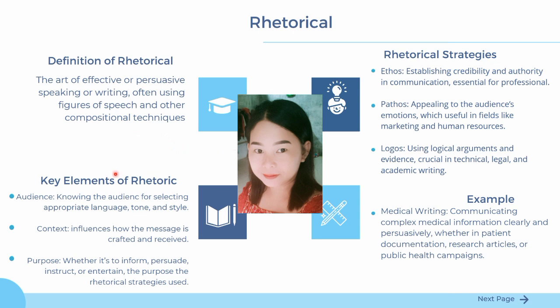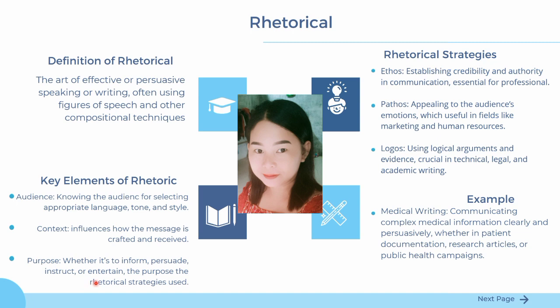Some key elements of rhetoric. First is audience, context, and purpose. Knowing the audience helps in selecting appropriate language, tone, and style. Context influences how the message is crafted and received. And the last, purpose, whether it's to inform, persuade, instruct, or entertain, shapes the rhetorical strategies used.